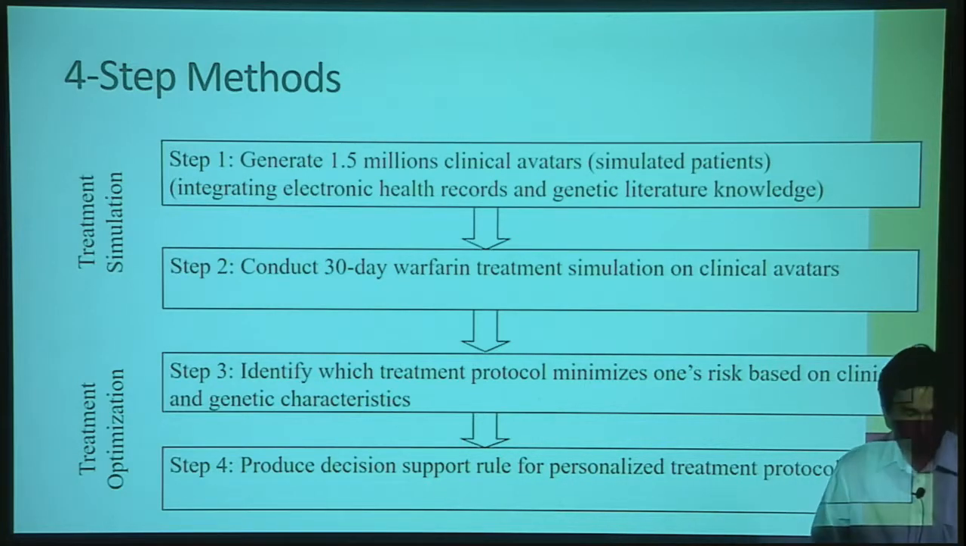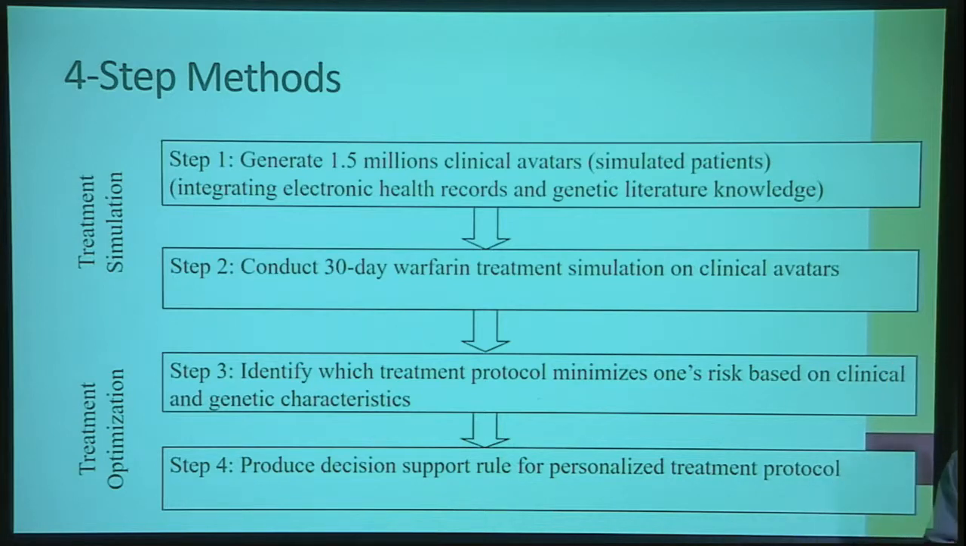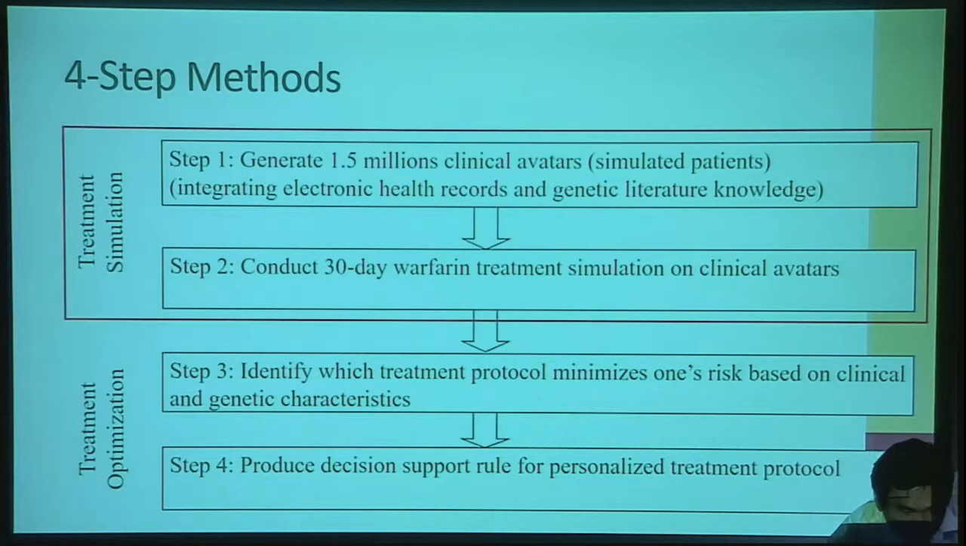Okay, and step three is we want to identify or optimize the treatment protocol for individuals. And step four is, based on the individually optimized data, we try to produce rules so that kind of rule can conduct personal treatment for that particular individual, for that particular subgroup. And also we can make a rule of it. Okay, so let me start from step one and step two.